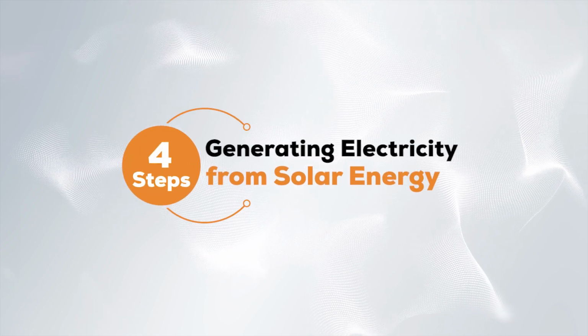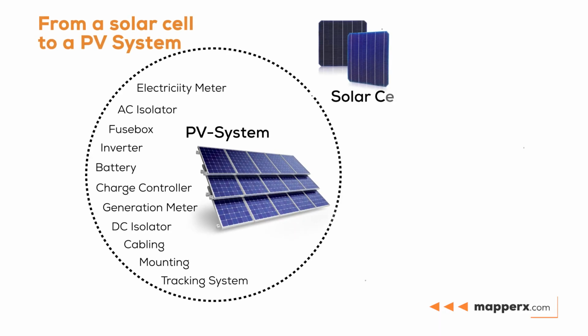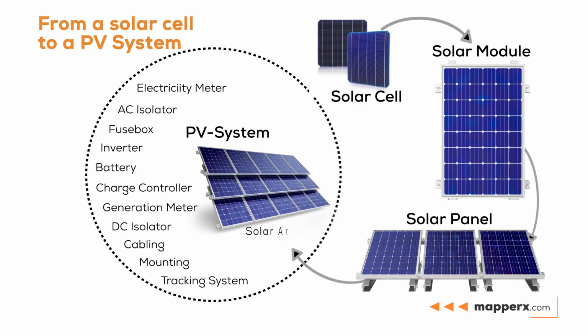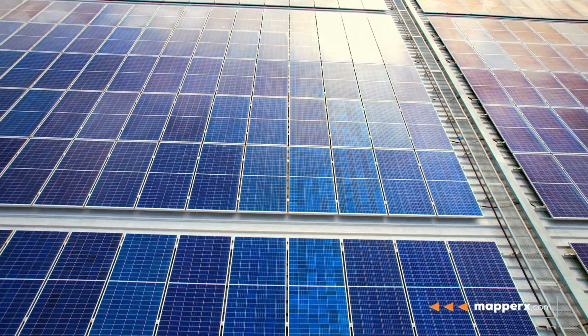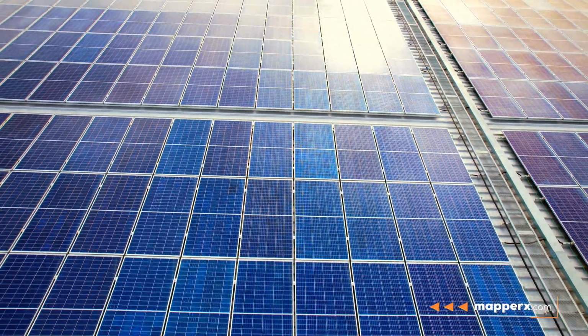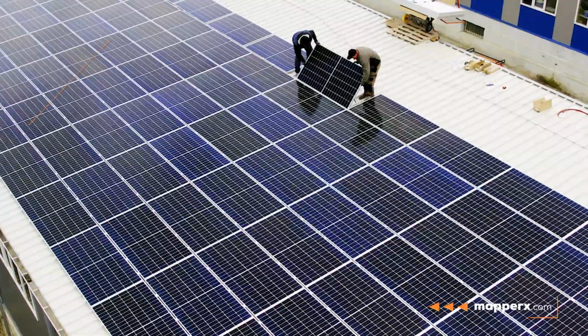Generating electricity from solar energy in 4 steps. The fundamental technology used to generate electricity from solar energy is photovoltaic cells. These cells directly convert sunlight into electricity. Here are the steps followed to generate electricity from solar energy.